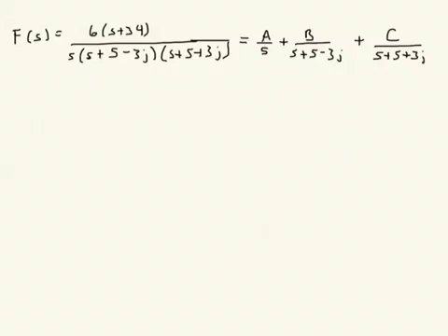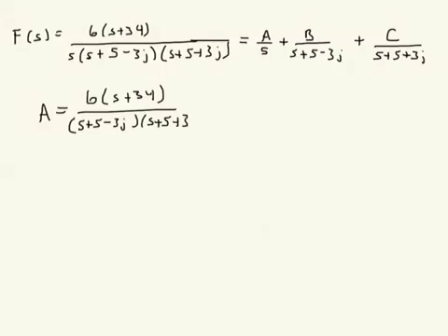We solve for these coefficients using the Heaviside method, or sometimes we call it the cover-up method. The equation for A can be written by ignoring the term associated with A's pole. So we ignore the s term, and then we write everything else: 6 times (s plus 34) over (s plus 5 minus 3j) times (s plus 5 plus 3j), and evaluate that at s equals 0.